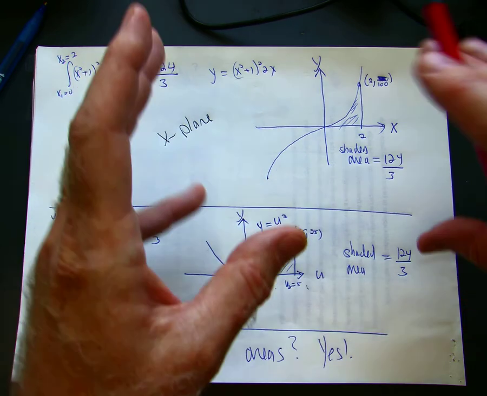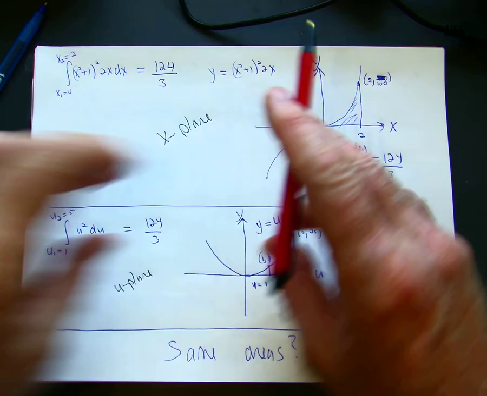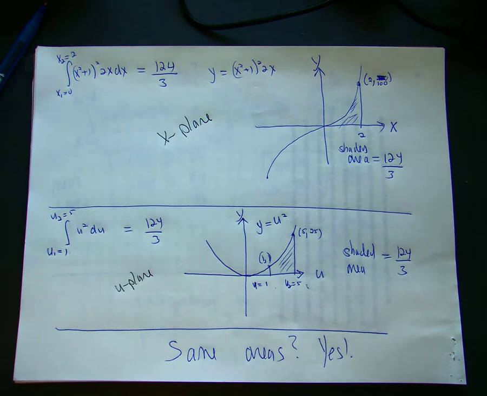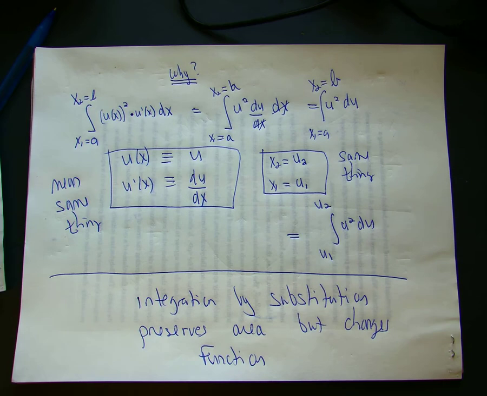So I've kind of magically transformed this function into a different function with different variables that has the same area. And so that's why it works. Now why? Well, that's what I'm going to talk about here.